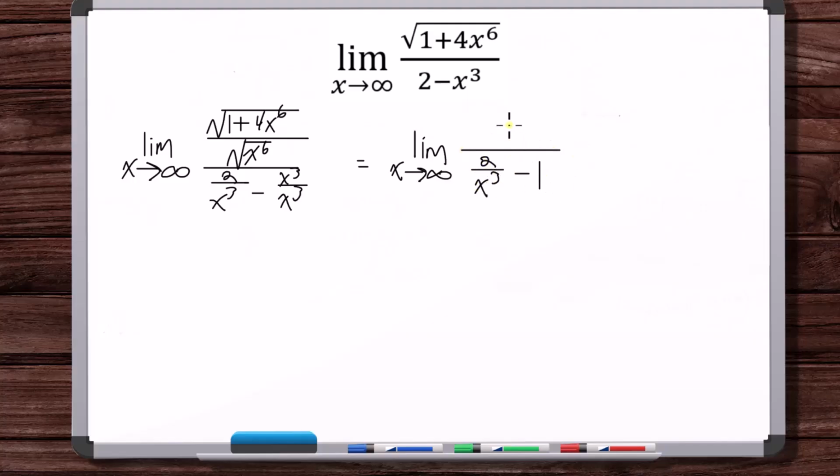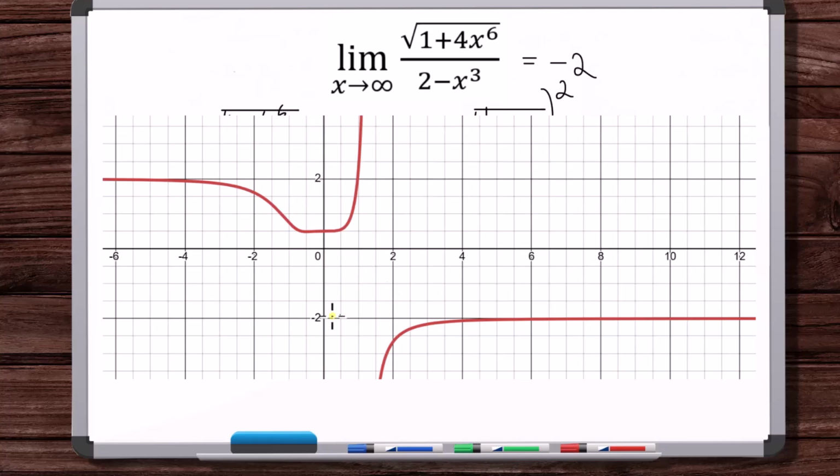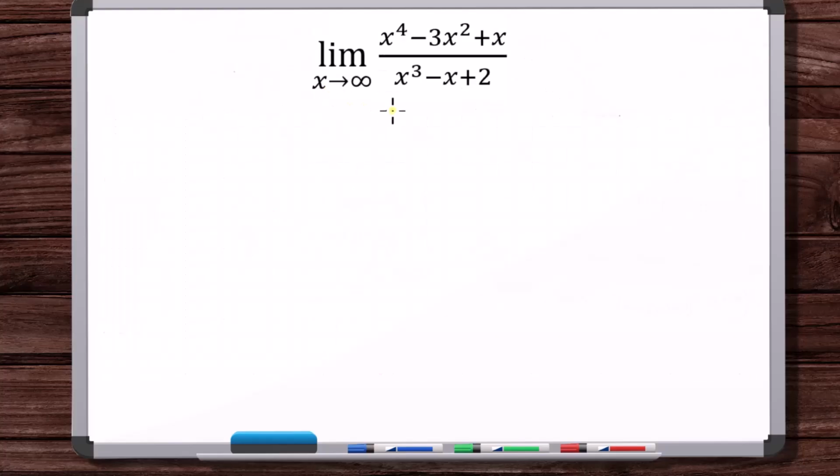1, and then let's see, 1 over x to the 6th plus 4. As x goes to infinity, the numerator approaches the square root of 4, so it approaches 2, and the denominator approaches minus 1, so the entire limit approaches minus 2. So as x goes to infinity, the function approaches the line y is equal to minus 2. Okay, a limit at infinity of a rational function.